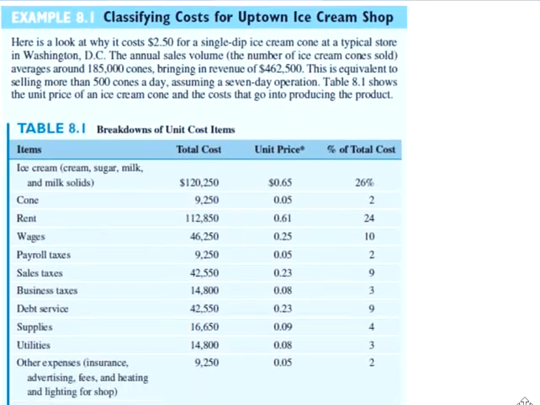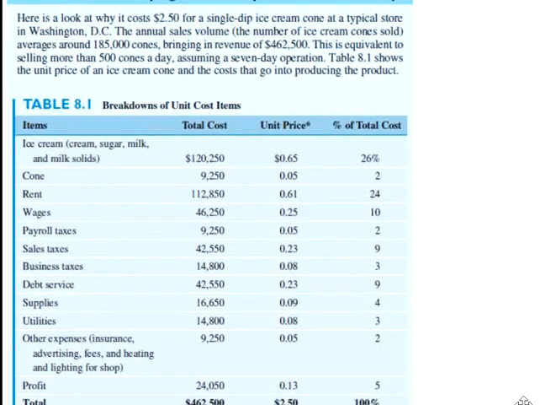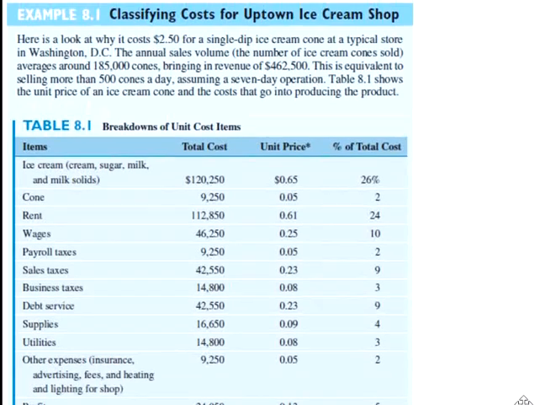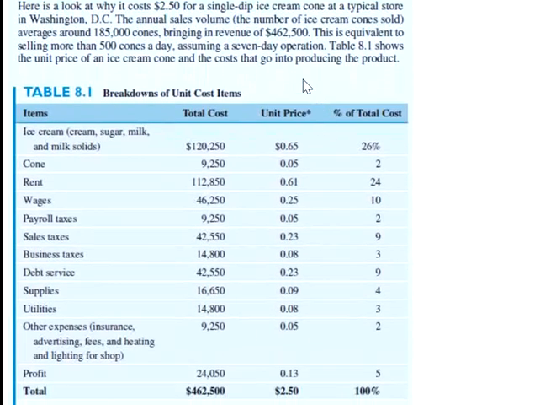These are the given information, right? Here is a look, for example, why it costs 2.50 for a single dip ice cream cone. Why is there a cost of 2.50? What is the 2.50? It is the cost of making one ice cream. This is the detail. These are all items for costs, right?